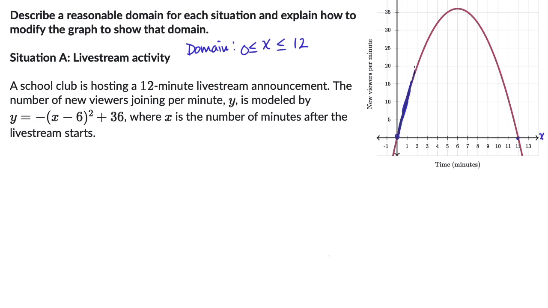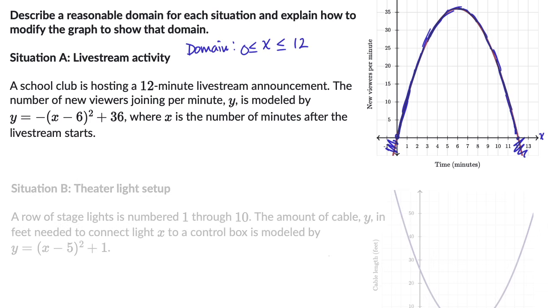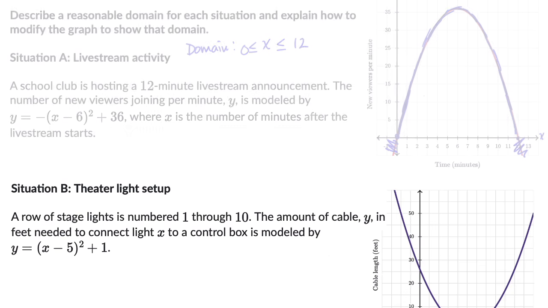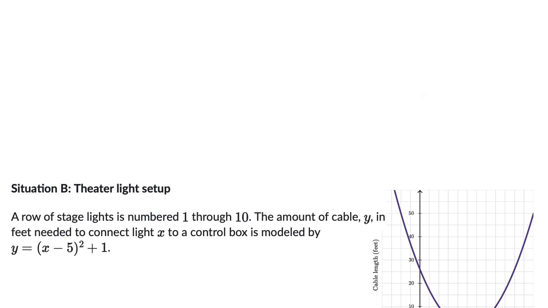So what I'm doing in blue would now be the graph of the function with this restricted domain. That makes sense. We would not look at the time beyond 12, so we wouldn't graph anything there. And we wouldn't look at the time below 0, so we wouldn't graph anything there. Let's look at another scenario. So let me get rid of this one and scroll down.